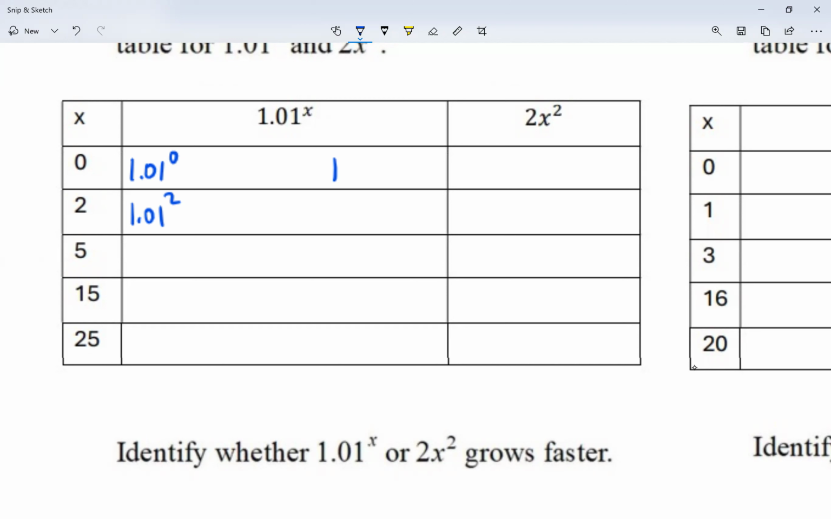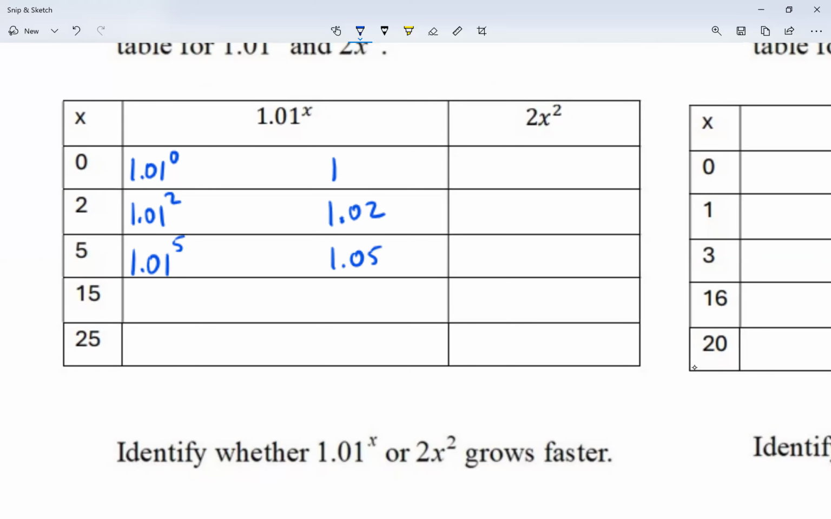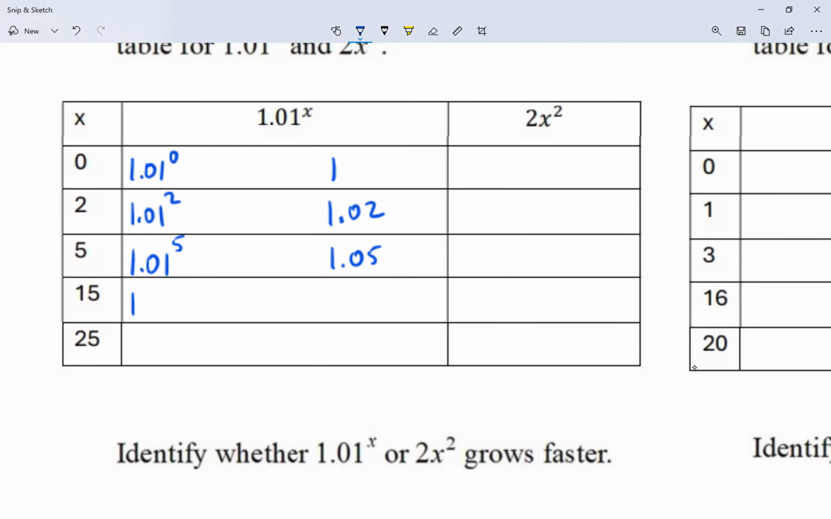On your homework, don't worry, you're not going to deal with decimals. On the notes, we will. If we can deal with decimals on the notes, you can deal with non-decimals on the homework. So I'm just going to get this as 1.02. I round it to 2 decimal places. For the next one, 1.01 to the 5th power, I'm going to get 1.05. If I go here, 1.01 to the 15th power, I get 1.16.